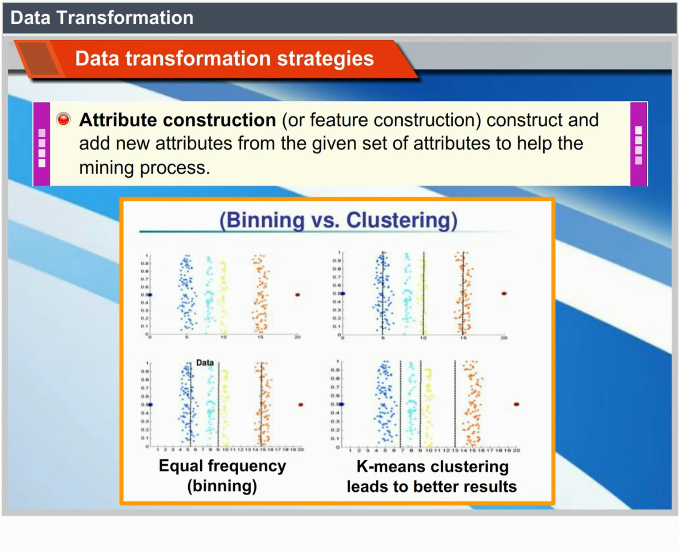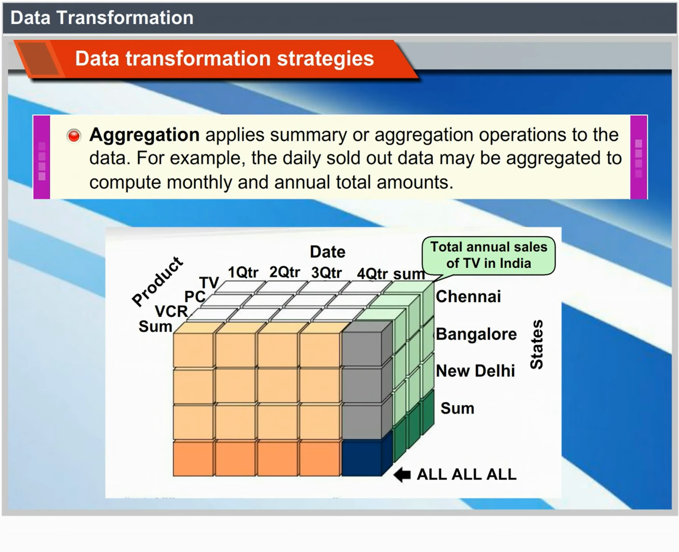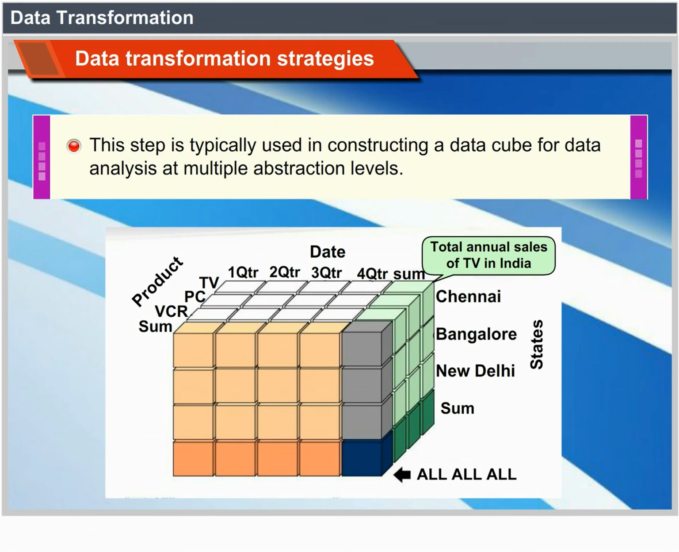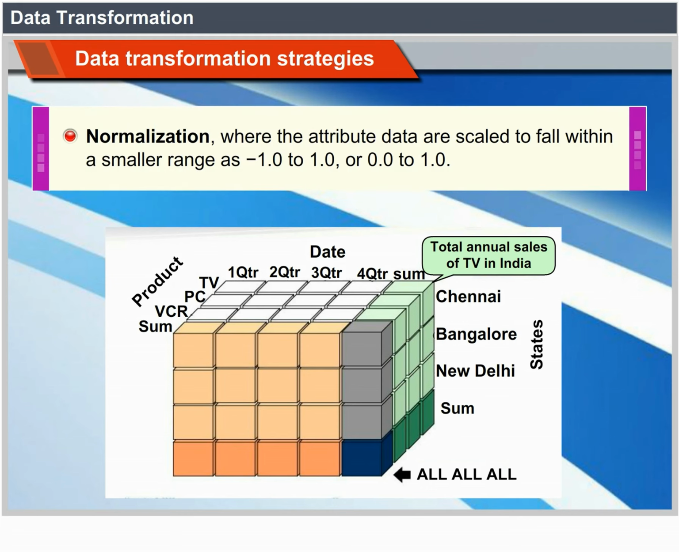Aggregation, where summary or aggregation operations are applied to the data. For example, the daily sales data may be aggregated so as to compute monthly and annual total amounts. This step is typically used in constructing a data cube for data analysis at multiple abstraction levels. Normalization, where the attribute data are scaled so as to fall within a smaller range, such as -1 to 1 or 0 to 1.0.